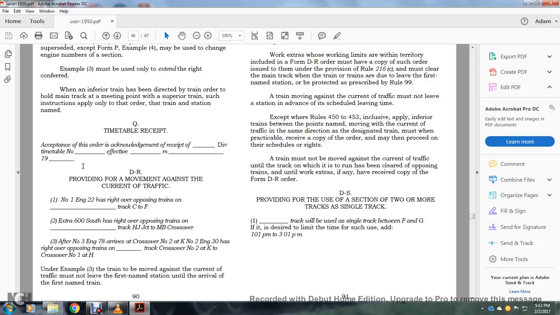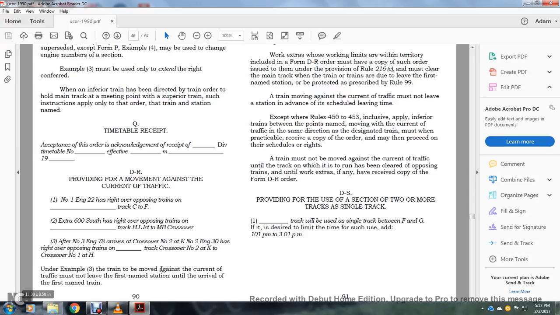Number 1, engine 22 has the right over opposing trains on blank track between C and F. Number 2, extra 600 has the right over opposing trains on blank track between H, J, junction M, B crossover. After number 3, engine 7 arrives at crossover number 2 at K. Number 2, engine 30 has the right over opposing trains on blank track, crosses over number 2 at K until crossover number 1 at H.